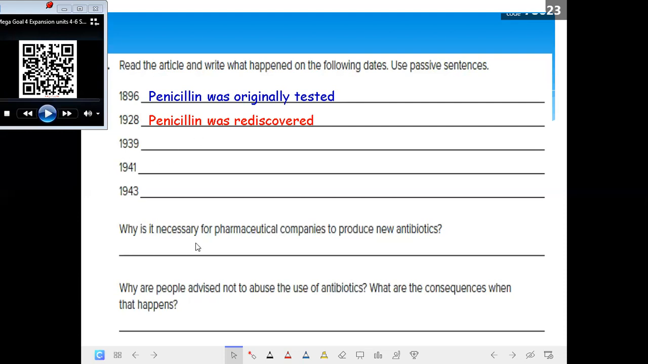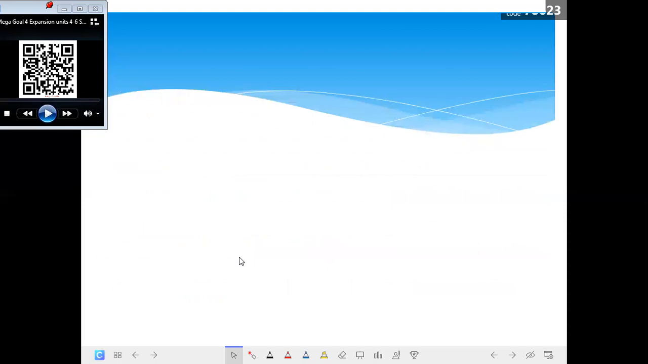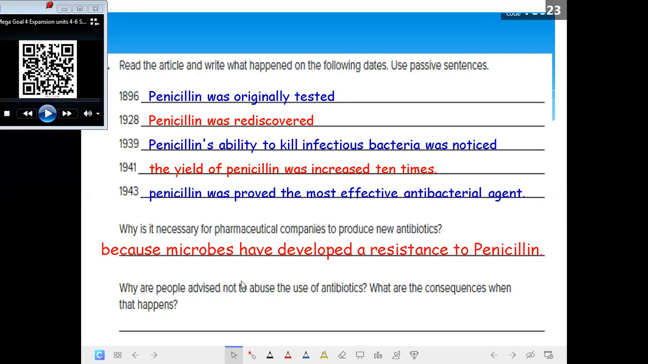طيب thanks a lot. Now I will show you the what happened for each date, and I want you to write them on your workbook on this page or on this part. And these are two questions I answered. I will give you the answer for them. I want you to write the answers on your workbook for these questions. The second question: why are people advised not to abuse the use of antibiotics? What are the consequences when that happens? I will leave this question for you to answer. Okay.